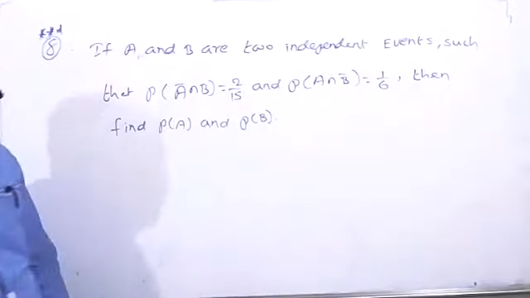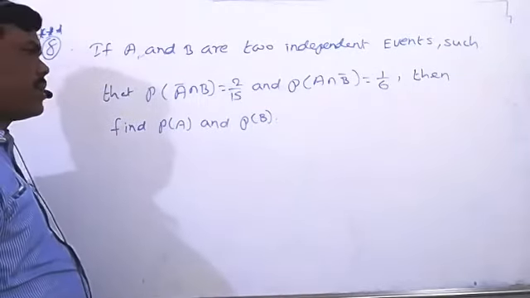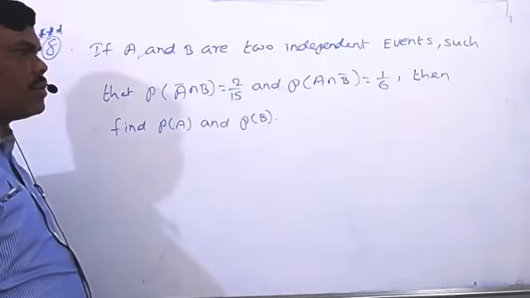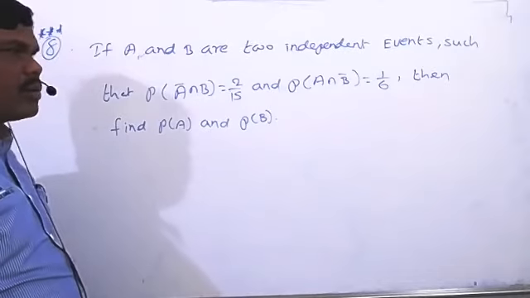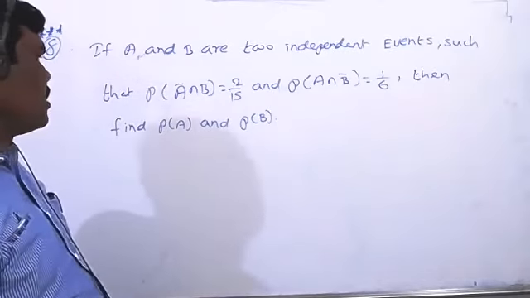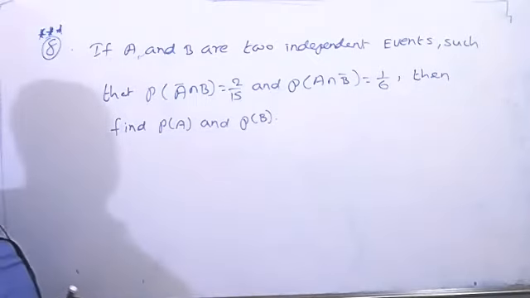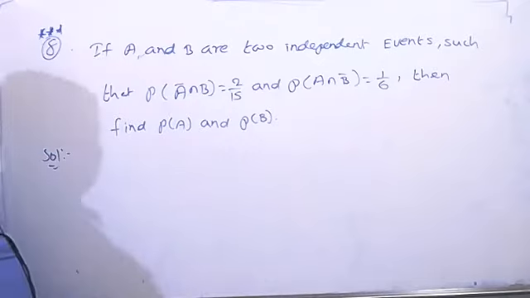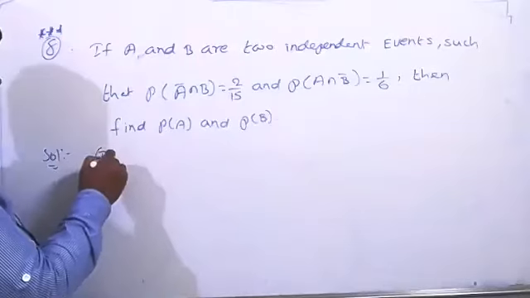Okay. If A and B are two independent events such that probability of not A intersection B, that means not A and B, is equal to 2 by 15, and probability of A and not B is equal to 1 by 6, then find the probability of A and probability of B. First, all of you listen to me. It is very easy. Here they have told very clearly that both A and B are independent events.